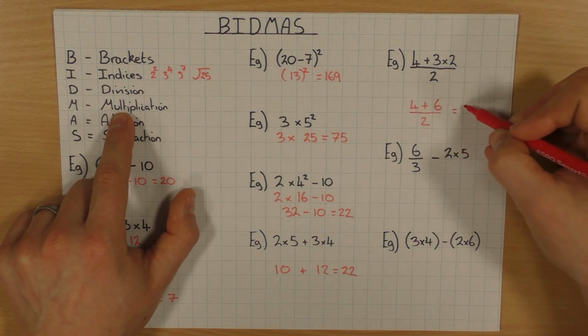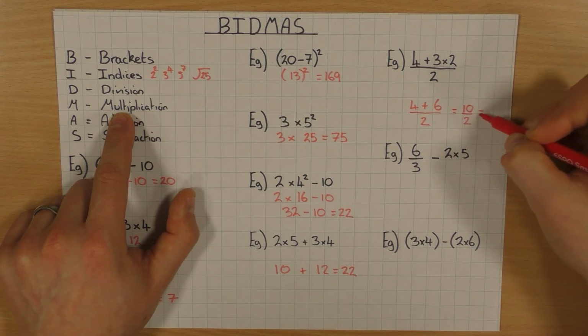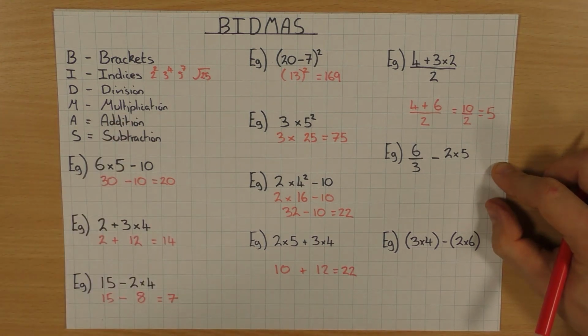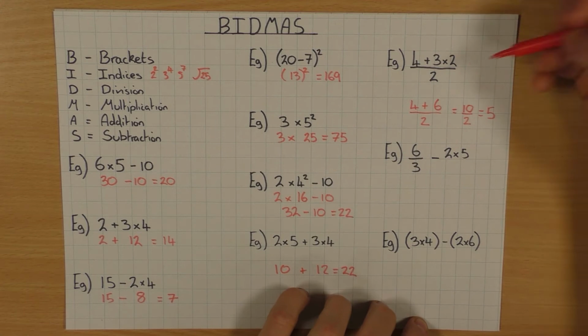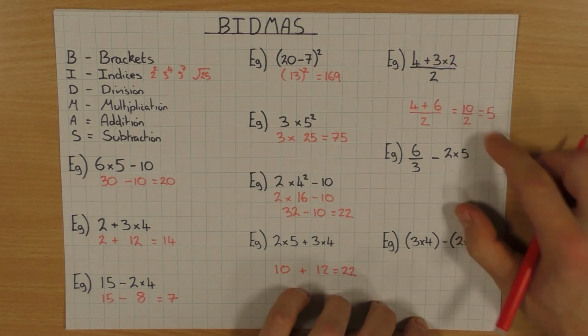So I need to add these to get 10 divided by 2. Now it's easy. I can just do 10 divided by 2 to get 5. Okay, so even though division was the first thing I was meant to do, if you can't actually do it, you need to then solve what's on top, just like I did there.